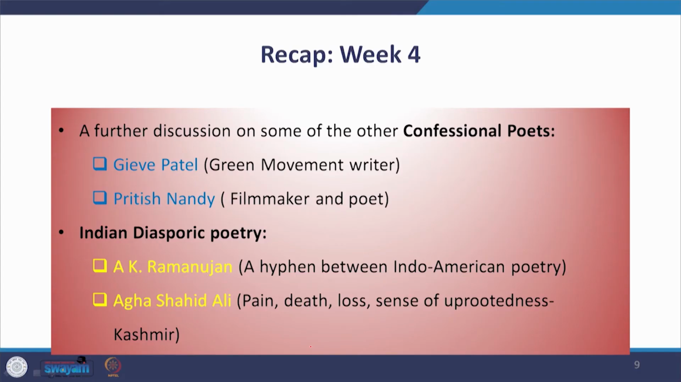Another name that deserves to be mentioned, and we have already devoted a wonderful lecture to Agha Shahid Ali, who, being a Kashmiri while living in a foreign land, was always pulled back by Kashmir. One can find a mention of pain, death, loss, a sense of uprootedness, and then a longing for the lost love of his own land in the world of Agha Shahid Ali.